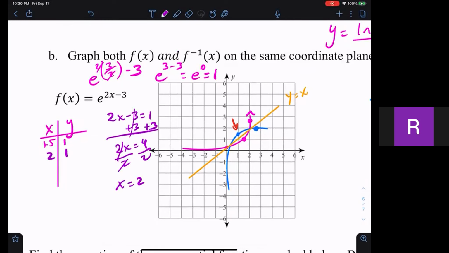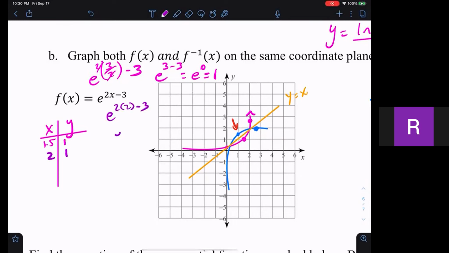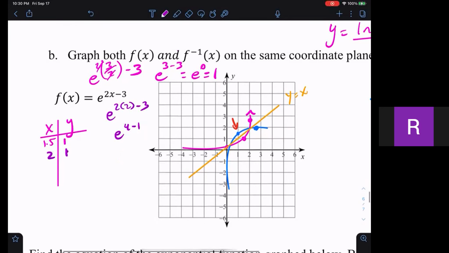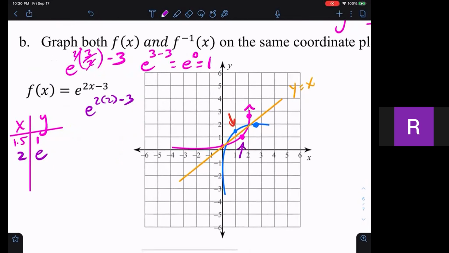Because if you plug that in, e to the 2 times 2 minus 3, that's going to be e to the 4 minus 1. So that's going to be e to the 1, right? So when x equals 2, this is e. I made a mistake here. This is e. When x equals 2, this is e. Now you graph it, right? So 1.5 is here, and then 2.78 is there. So that's the graph for the original function.